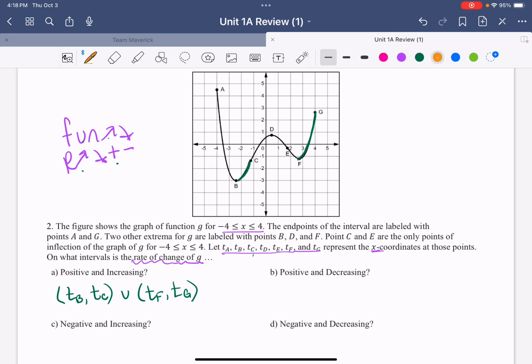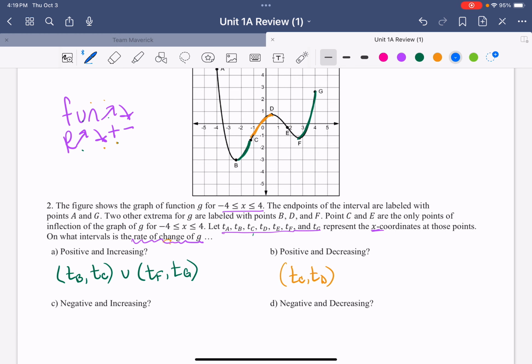Then I want my rate of change to be positive and decreasing. If the rate of change is positive and decreasing, the function is concave down and increasing. So it's only concave down from C to E, but concave down and increasing would be here from C to D. So this would be t sub c to t sub d.